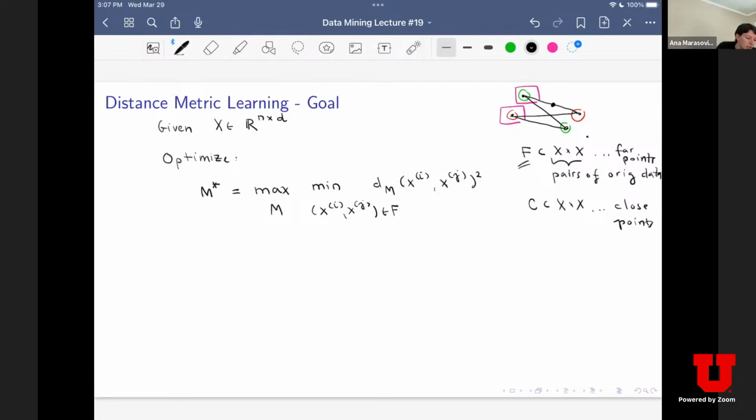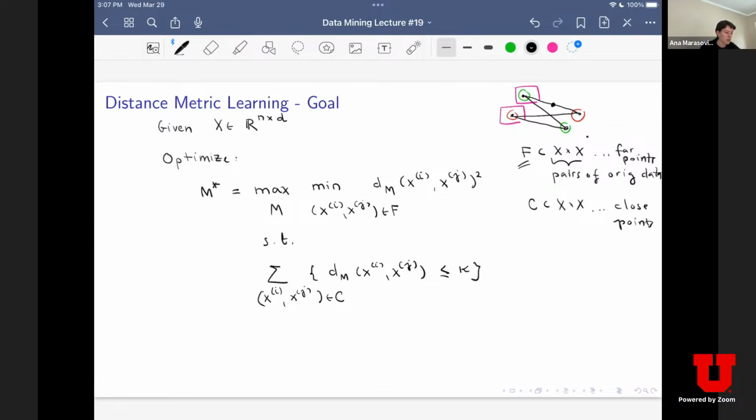But that's not the only thing we care about. We're not just trying to push points far away from each other. We also want to keep those that are close to each other. So we also want to find M that maximizes the minimal distance between the far points, and we also want it to be such that the distance between close points is small, or smaller than some threshold value. So all pairs that are in the set of close points should have their distance smaller than a given threshold. And let's call this threshold kappa. Okay, so that's our goal.